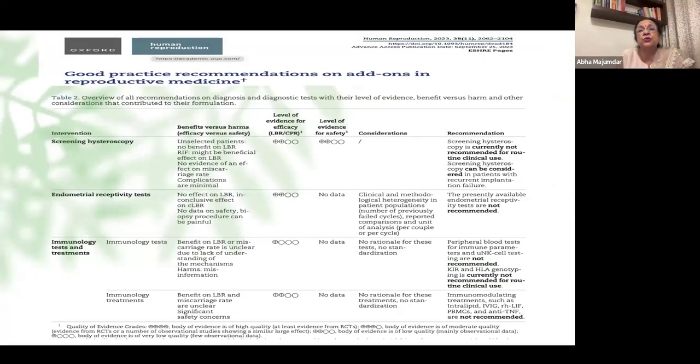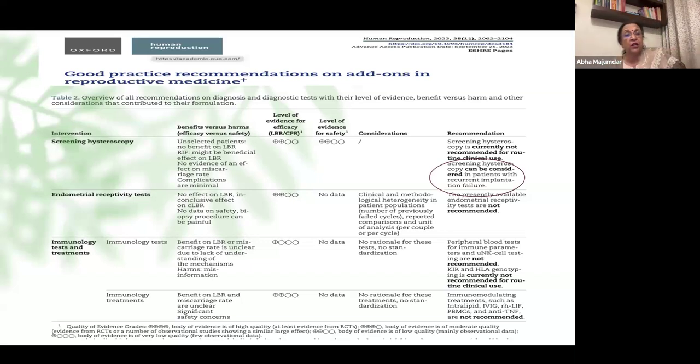So we thought that let us look into the 2023 ESHRE guidelines, which have been published in Human Reproduction. This is the latest guideline on RIF. And Human Reproduction is, for an infertility specialist, one of the highest impact journals. So everything they've negated: screening, hysteroscopy, endometrial receptivity test, immunology test, and treatment both. So what did they agree to? Screening hysteroscopy can be considered in patients with recurrent implantation failure. Even if your ultrasound is normal, after 2 or 3 or 4 implantation failures, you can think of doing a screening hysteroscopy. Everything is otherwise not recommended.